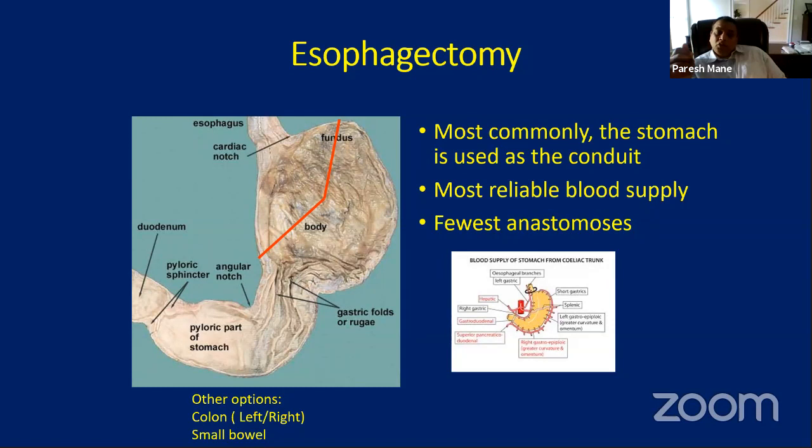Now, in terms of increasing length of the conduit, if you're going to do a thoracoabdominal approach, you don't need too much conduit because you're right there. You're going from the abdomen to the left chest. If you're going to go Ivor Lewis, you need slightly longer conduit. If you're going to do a McKeown three-hole esophagectomy or a transhiatal esophagectomy, you invariably need a much longer conduit.